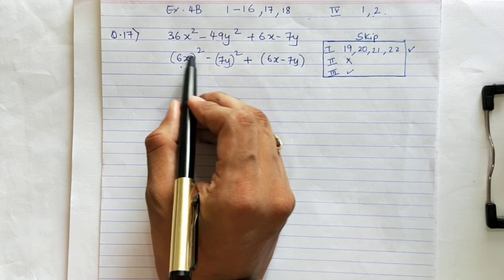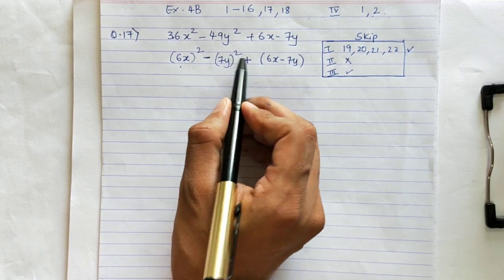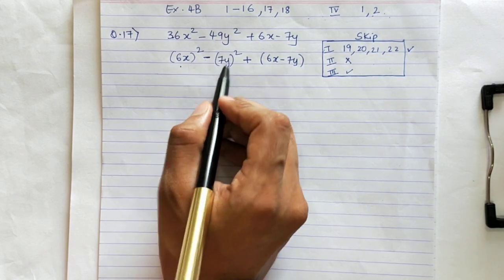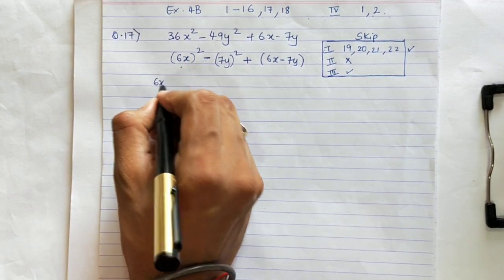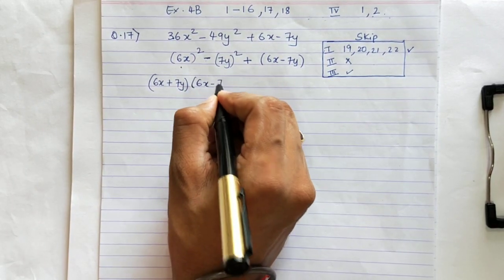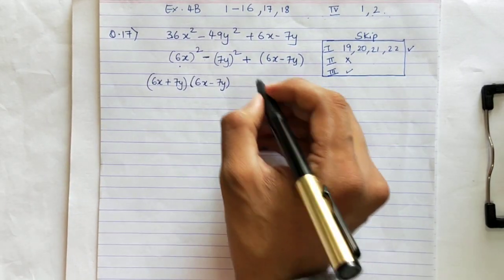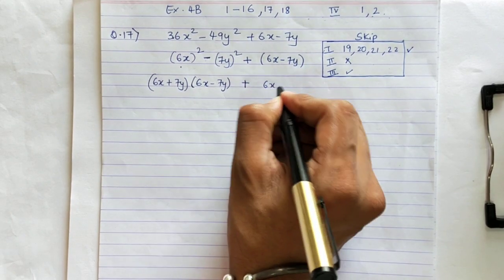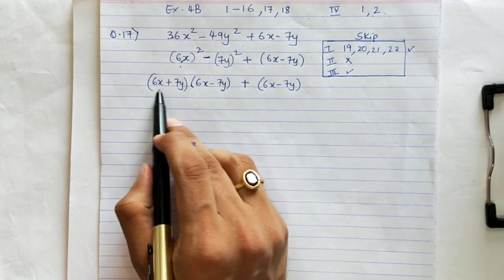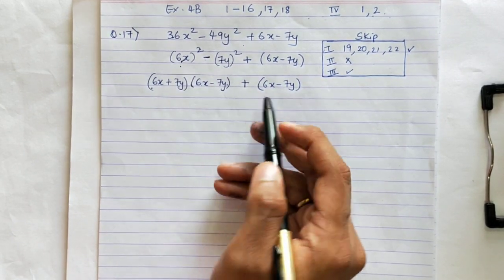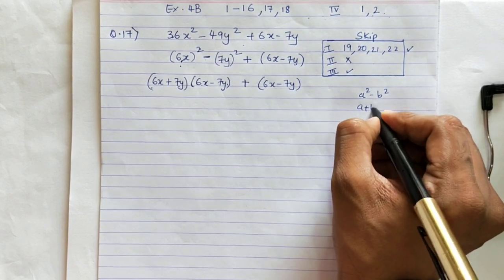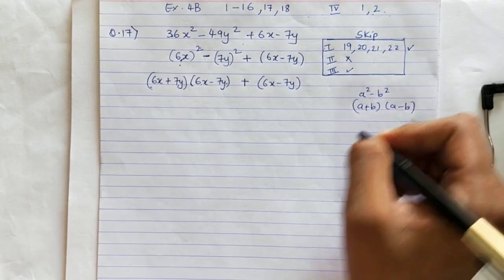Now here I have first bracket square minus second bracket square. That means this is a square minus b square. Correct? If it is a square minus b square, I'll write it as 6x plus 7y, 6x minus 7y, plus here I have 6x minus 7y. Correct? A square minus b square, a plus b, a minus b. This is the basic formula of this exercise. I hope you remember the formula. A plus b, a minus b.